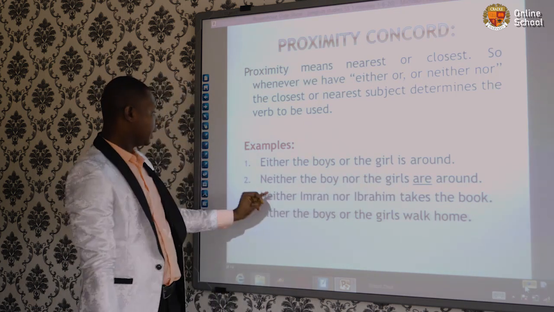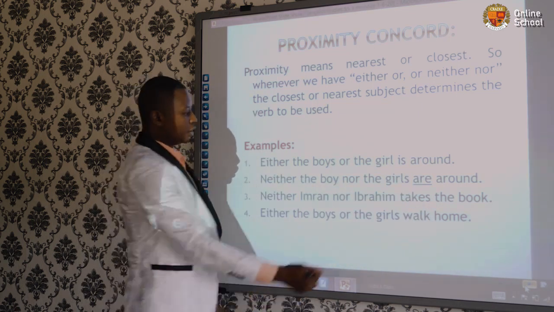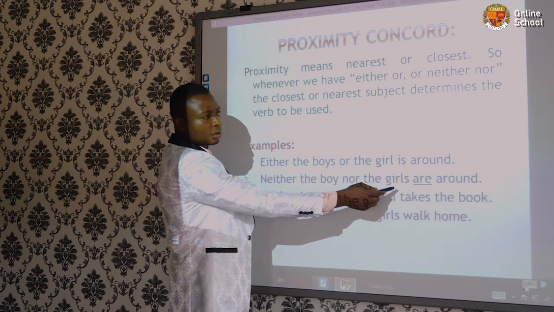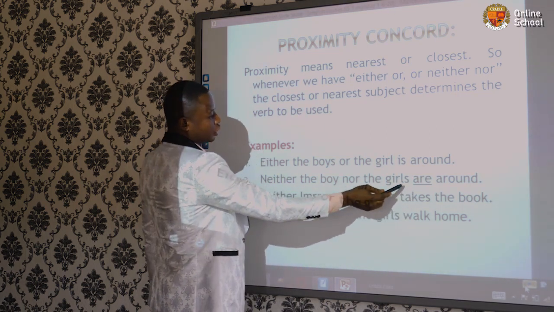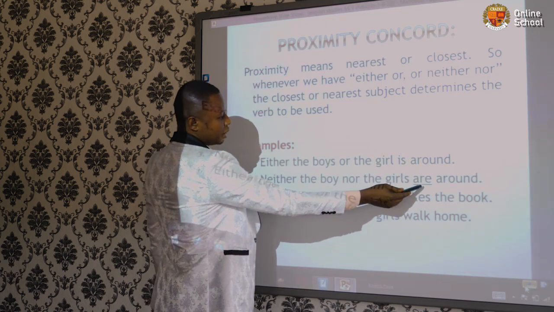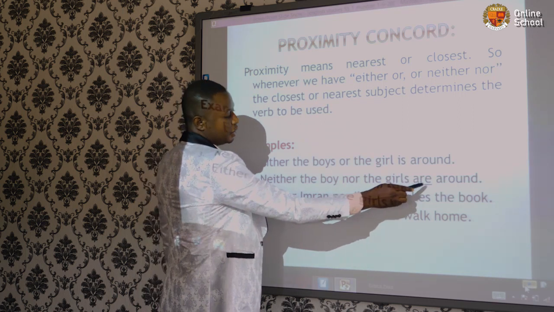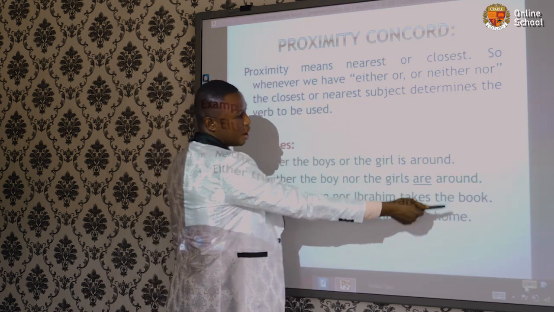Neither the boy nor the girls, now take note of this. Neither the boy nor the girls are around. This is the closest what? The closest subject. And the plural verb here will be used. Not neither the boy nor the girls is around. Rather, it is neither the boy nor the girls are around.